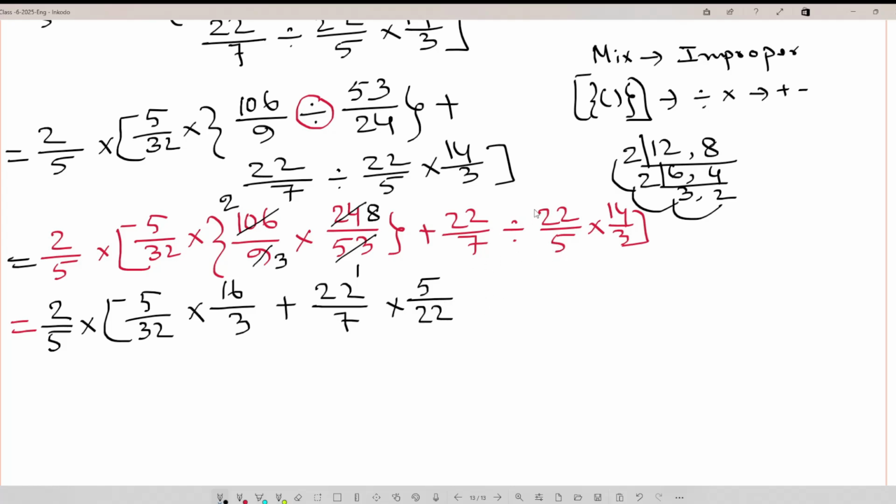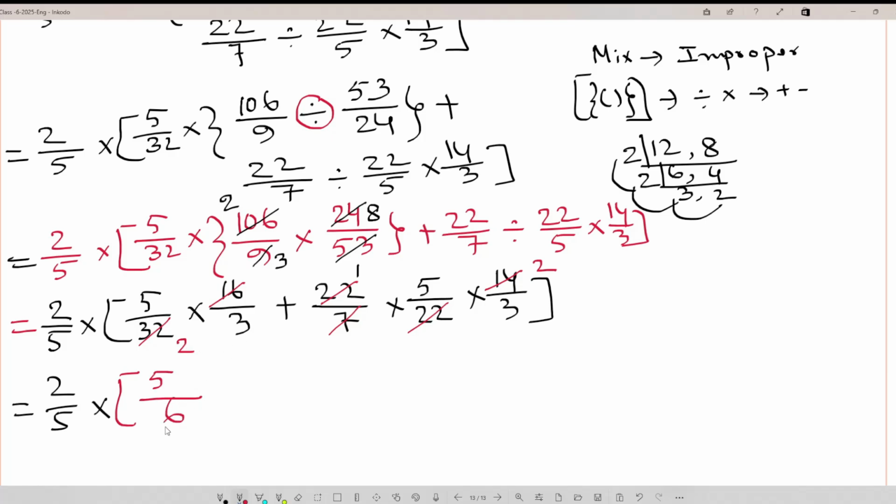5 denominator will become numerator and 22 numerator will become denominator, times here is 14 by 3 inside third bracket. So 2 by 5 times. Now look, 32 divide 16, here is 2. This 22 and this 22 cancel out. This 14 can divide by 7, so here is 2. So finally we can get here is 5, and here is 2 times 3 is a 6, plus 5 times 2 is a 10, and here is 3.